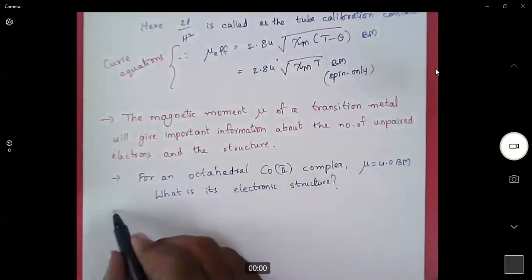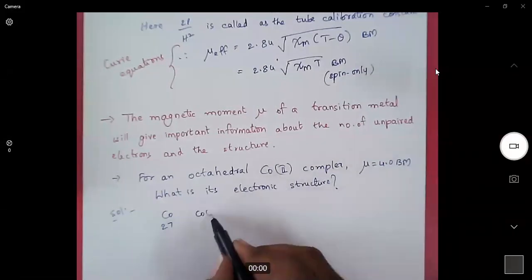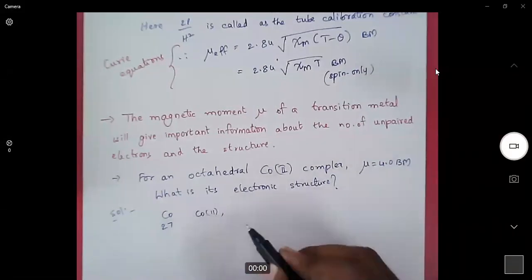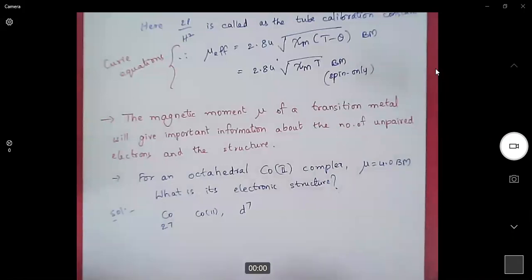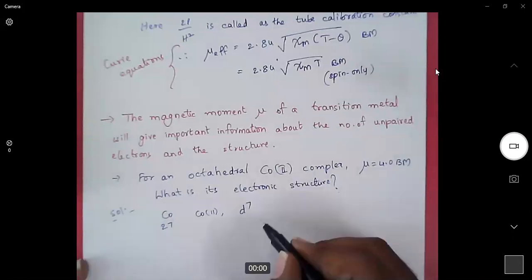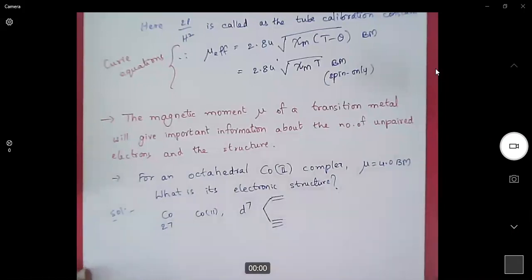We know cobalt, whose atomic number is 27, and cobalt is in +2 oxidation state. So its electronic configuration will be d7. Now it is given as an octahedral complex. Now there are two possibilities for the cobalt. It may exist either in a low spin complex or in a high spin complex.